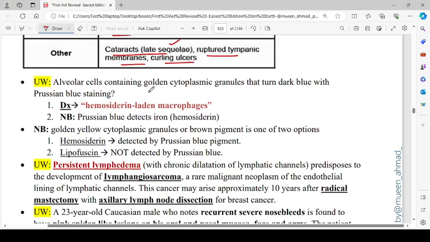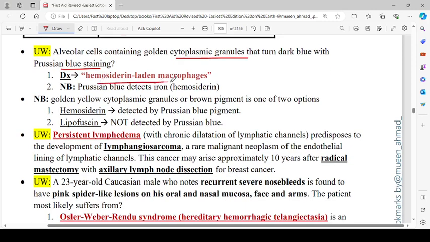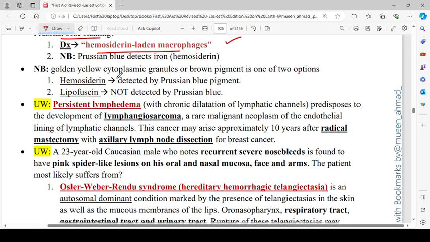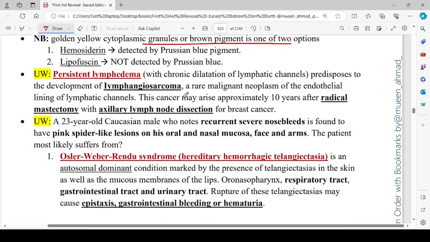The UWorld point is alveolar cells containing golden cytoplasmic granules that turn dark blue with Prussian blue staining. The diagnosis is hemosiderin-laden macrophages. NBME point is the Prussian blue detects the iron, that is hemosiderin. Then NBME point is golden yellow cytoplasmic granules of brown pigment is one of the two options. Hemosiderin is detected by the Prussian blue, and lipofuscin is not detected by the Prussian blue.